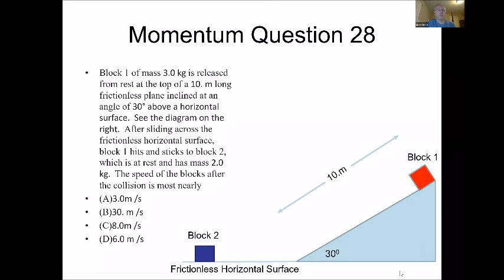So the block is 3 kilograms. It's released from rest at the top of a 10-meter long frictionless plane inclined at a 30-degree angle. And we see this 30-degree angle right here. After sliding across the frictionless horizontal surface, block 1 hits and sticks to block 2, which is at rest and has a mass of 2 kilograms. The speed of the blocks after the collision is most nearly.